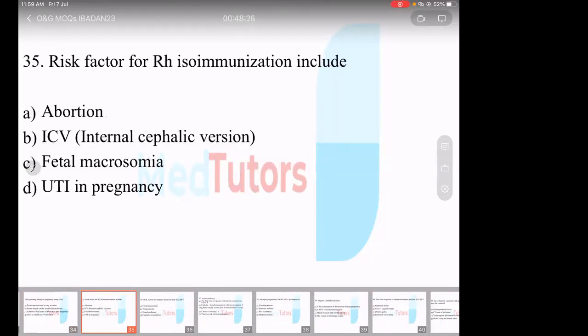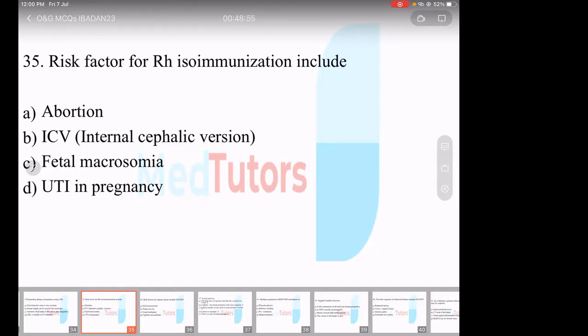Then question 35, risk factors for rhesus isoimmunization include A, abortion, B, internal cephalic version, C, fetal macrosomia, D, UTI in pregnancy. So of course, we know for rhesus isoimmunization to occur, the fetal and maternal blood has to mix. So of course, it has to be something that can cause bleeding, something a little invasive.